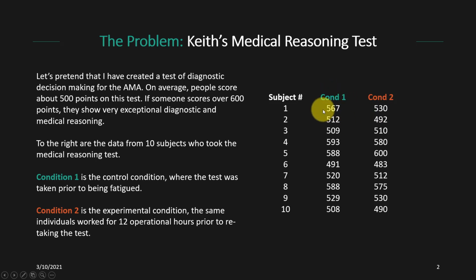The first is condition number 1, where they take the test prior to being fatigued from working a 12-hour shift. And the second is condition 2, where they take that test again immediately at the end of their 12-hour shift. So the idea is that we've induced fatigue between these two time points. So we have one unfatigued condition and one fatigued condition. And we want to see, did medical reasoning change as a function of the fatigue?